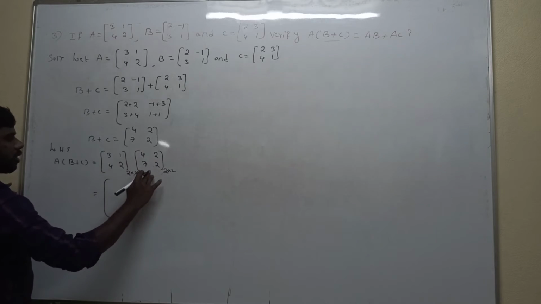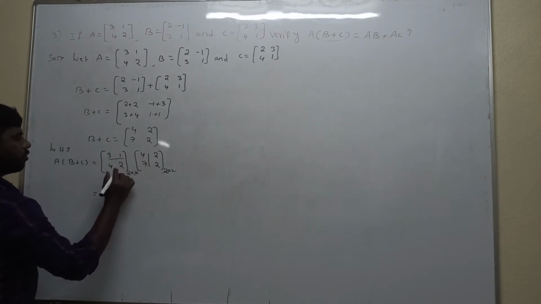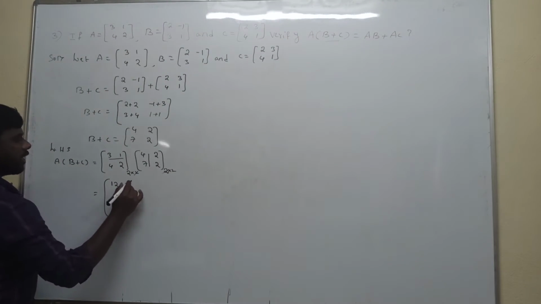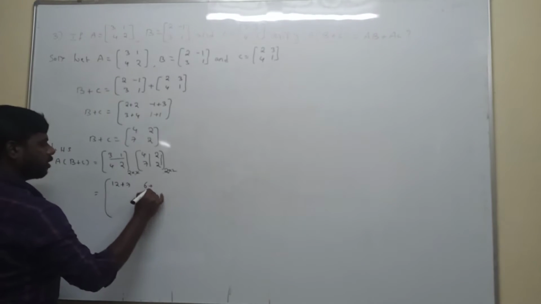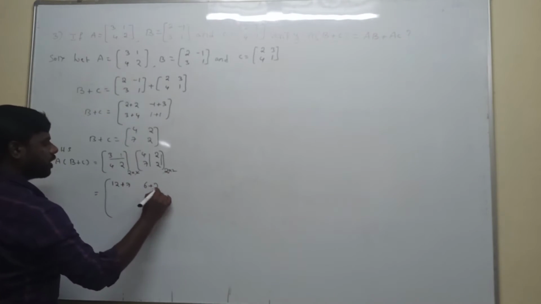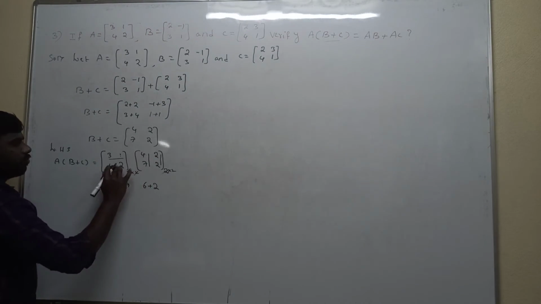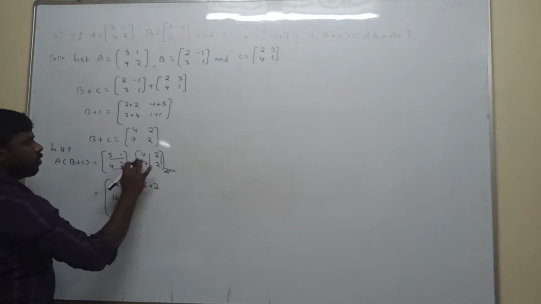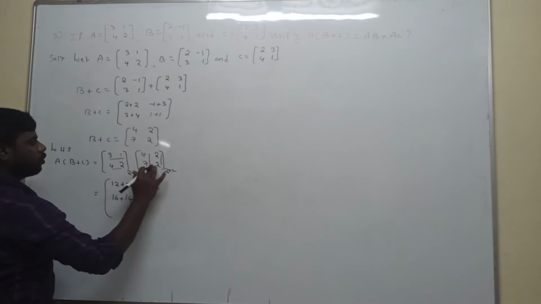Now first row first column: 3 into 4 is 12, plus 1 into 7 is 7. Next first row second column: 3 into 2 is 6, plus 1 into 2 is 2. Next second row first column: 4 into 4 is 16, plus 2 into 7 is 14. Next second row second column: 4 into 2 is 8, plus 2 into 2 is 4.